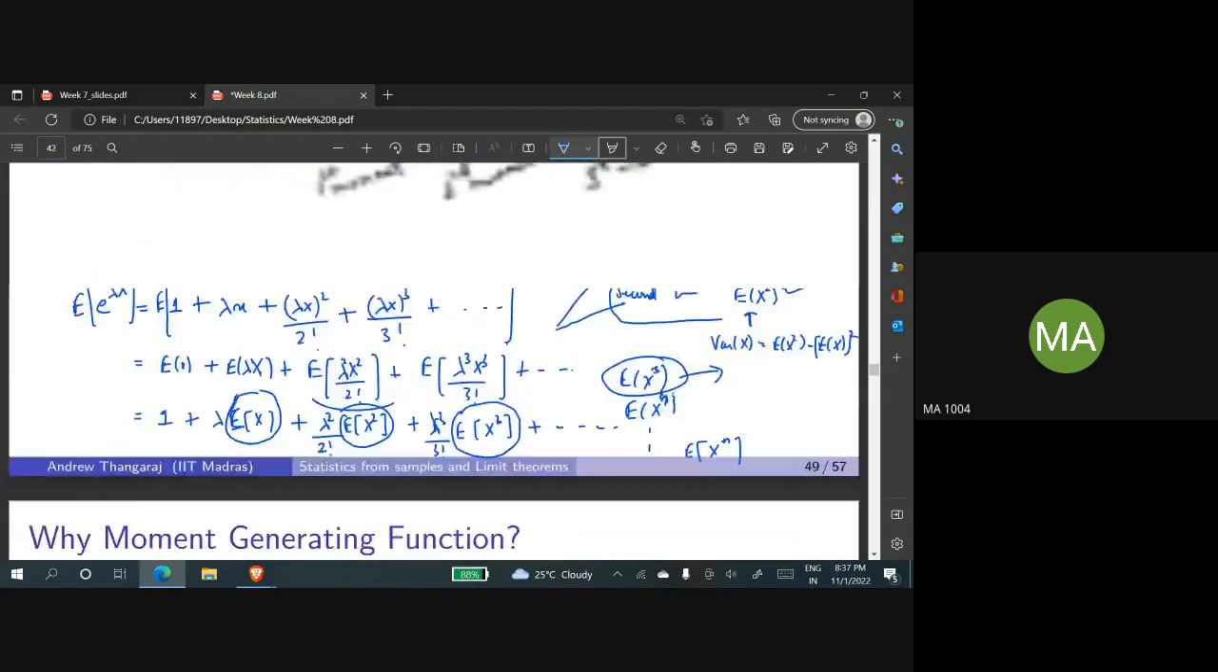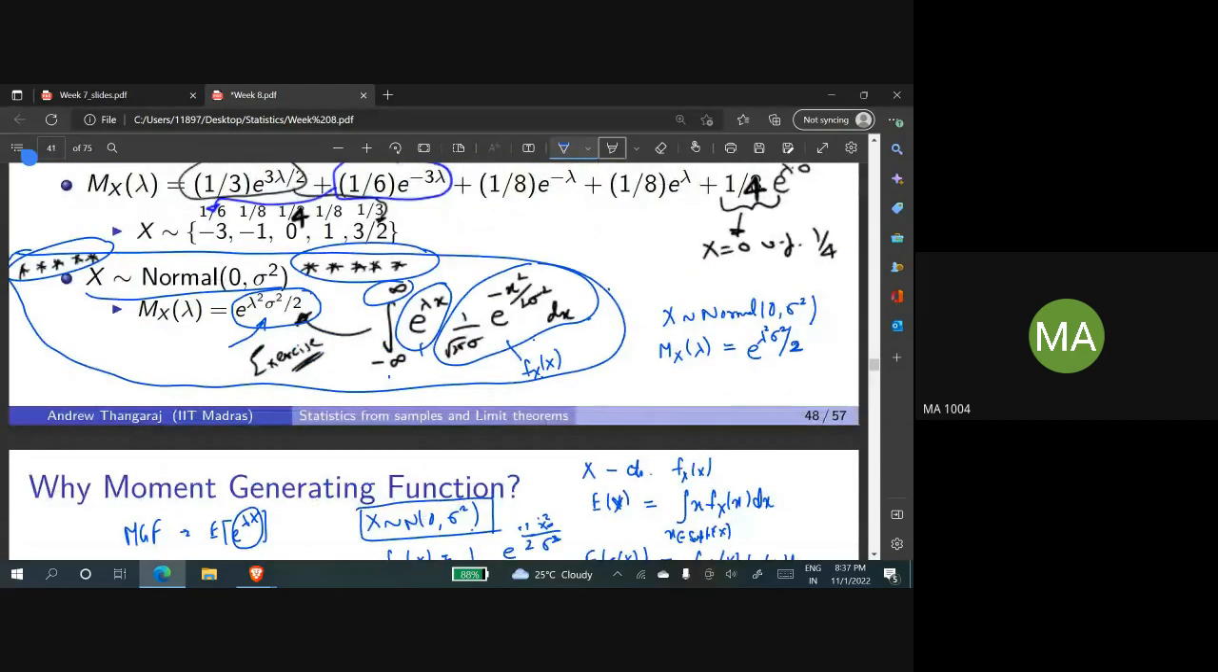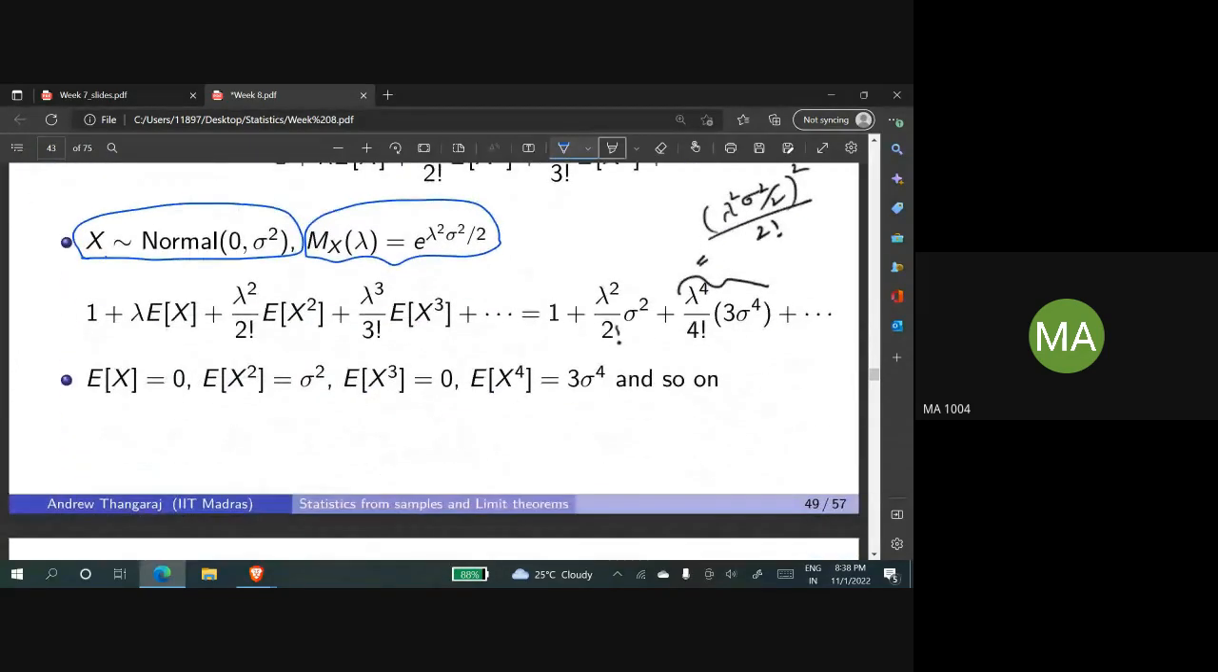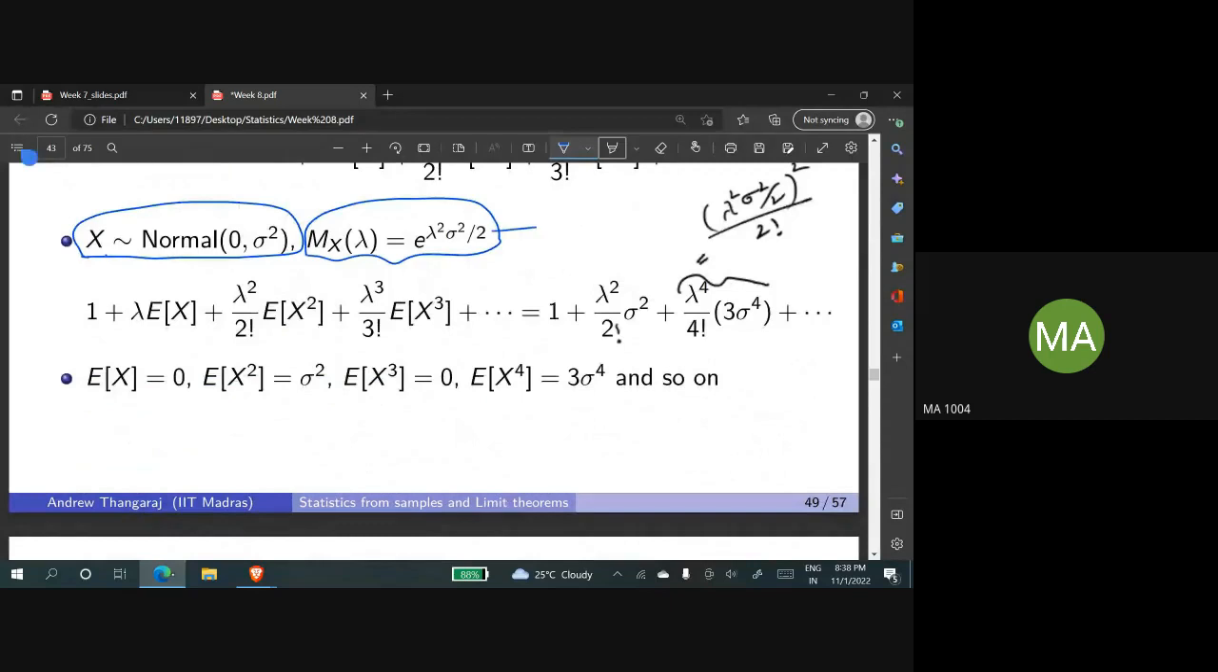This we had seen here, right? e to the power lambda square sigma square by 2. You should remember it always, okay? So if you have a random variable x that follows a normal distribution with mean zero and variance sigma square, then its MGF is given as e to the power lambda square sigma square by 2.